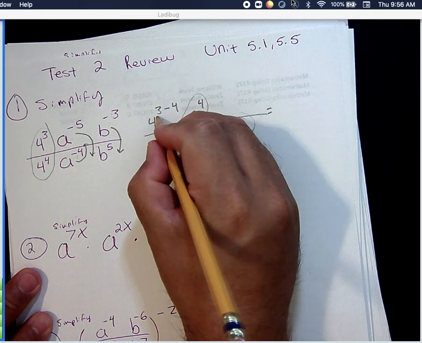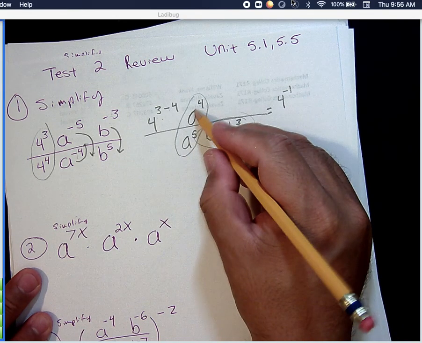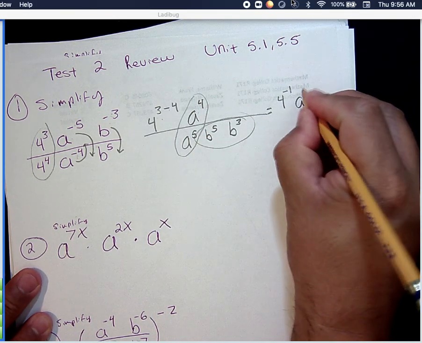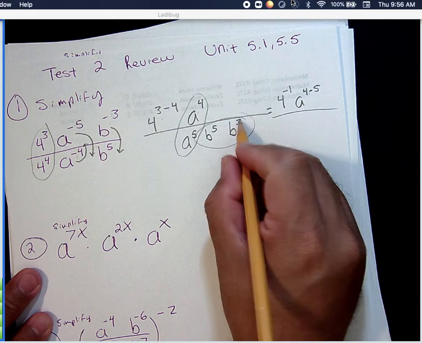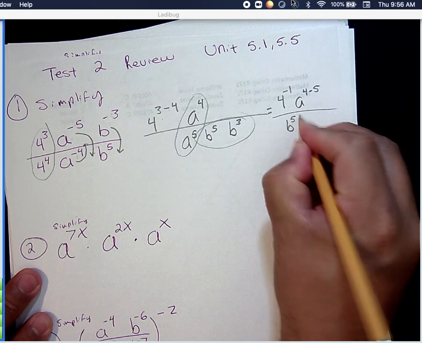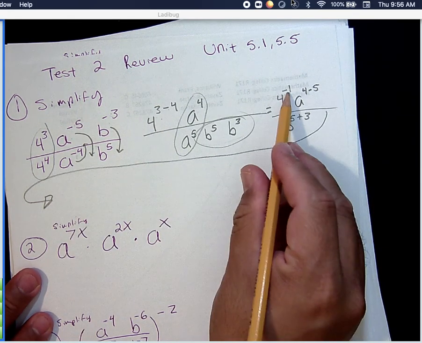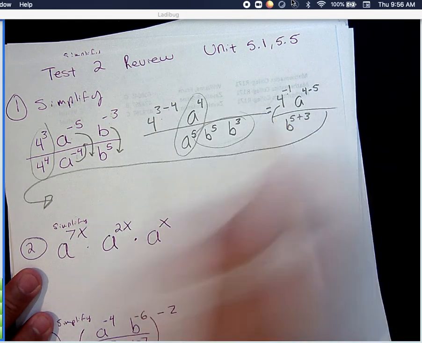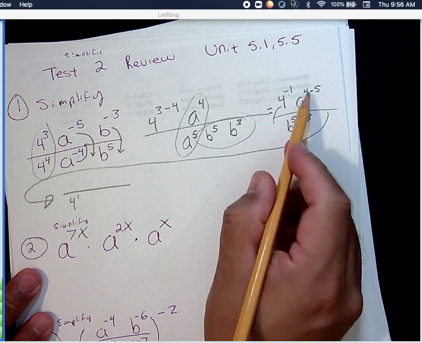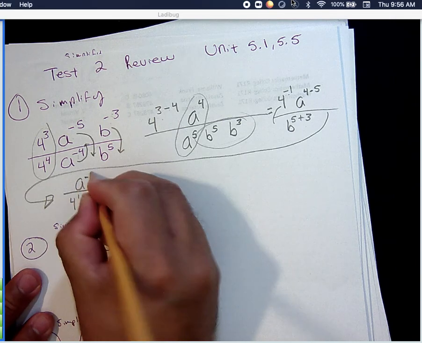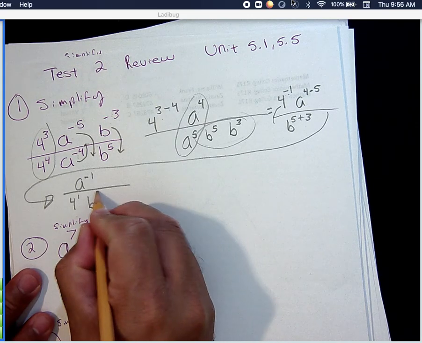So this would be 3 minus 4 is 4 to the negative 1. This is a quotient rule, so you're going to subtract again, 4 minus 5. And then this stay at the bottom is the product rule, so you add the exponents. And then we continue here. So that's a negative, so again, I'm going to have to bring this one down. So 4 to the positive 1 here. 4 minus 5 gives me negative 1. And 5 plus 3 gives me b to the 8.